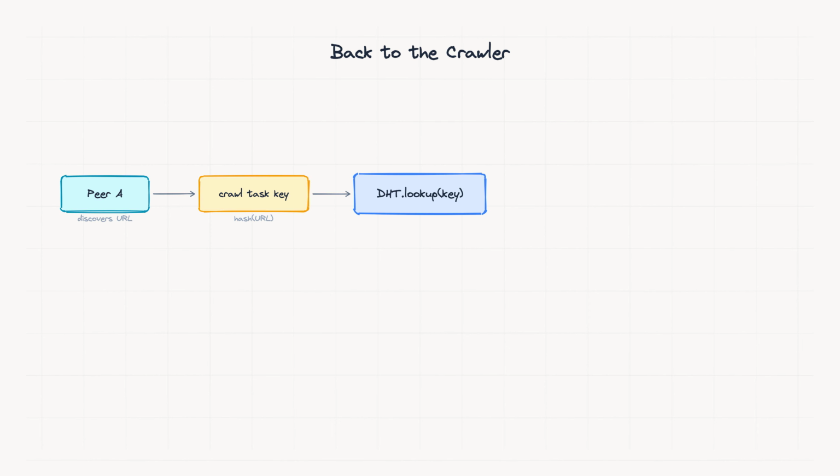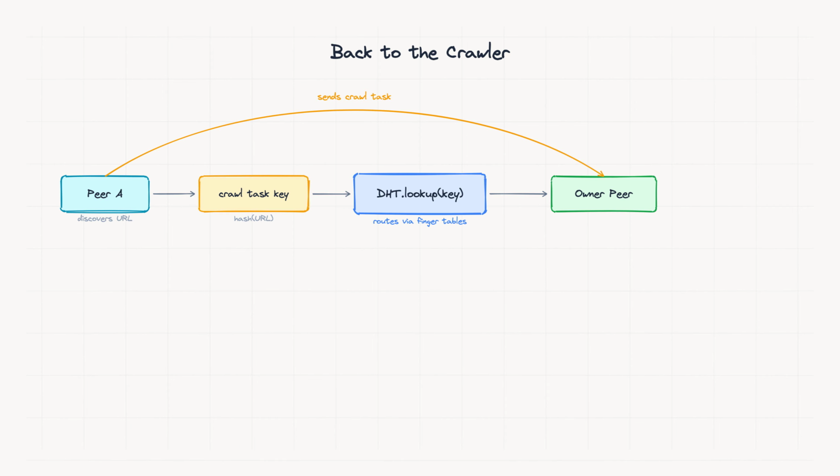Alright, back to the crawler. When a peer discovers a new crawl task, it derives a crawl task key from that task, a hash that lands somewhere on the ring. The peer calls DHT lookup with that key. The query routes through the ring using finger tables and comes back with an owner peer. The discoverer sends the crawl task to that owner, and the owner takes it from there.